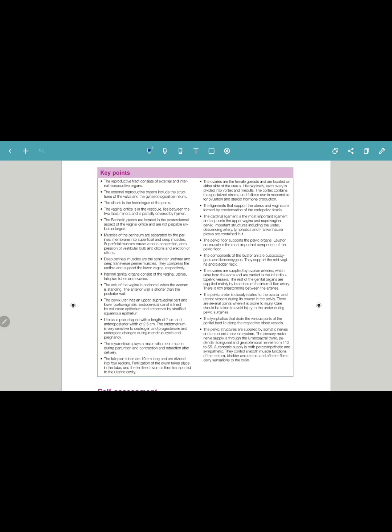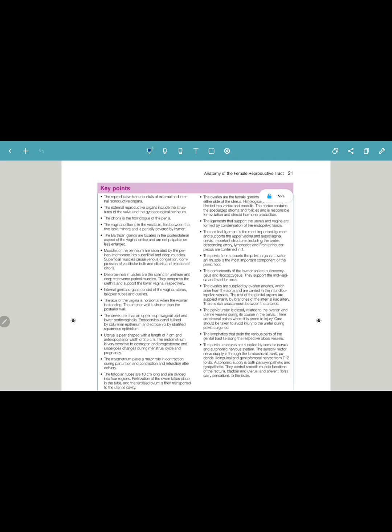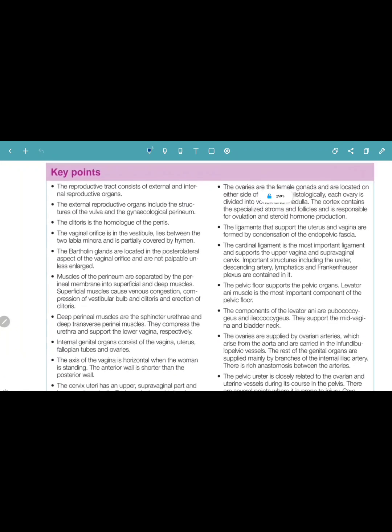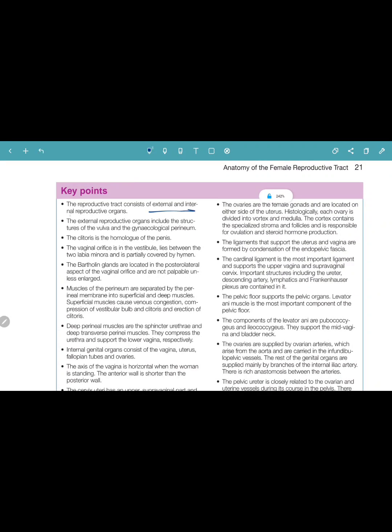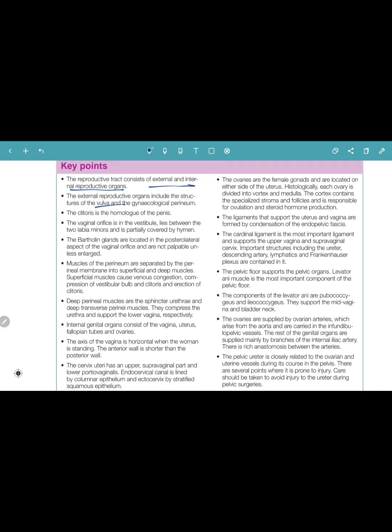The reproductive tract consists of external as well as your internal reproductive organs. The external reproductive organs include structures of vulva and the gynecological perineum. The clitoris is homologous to penis. The vaginal orifice is in the vestibule, lies between the two labia minora and partially covered by hymen. The Bartholin glands are located in the posterolateral aspect of the vaginal orifice and are not palpable unless enlarged.